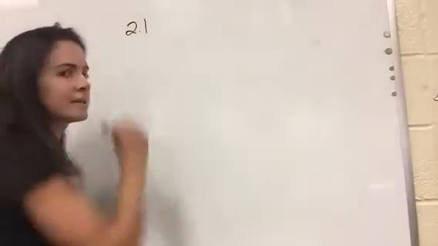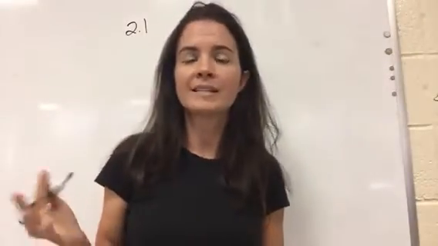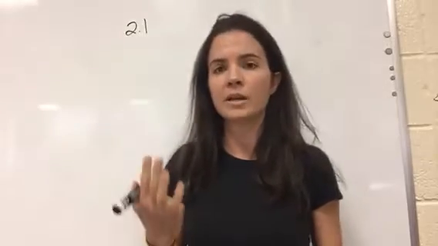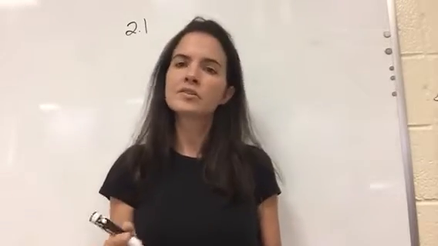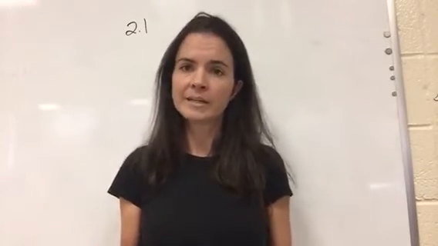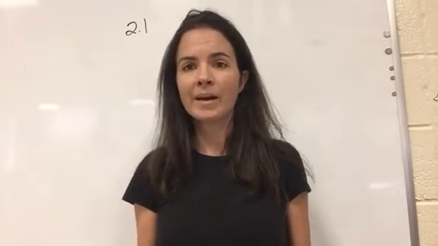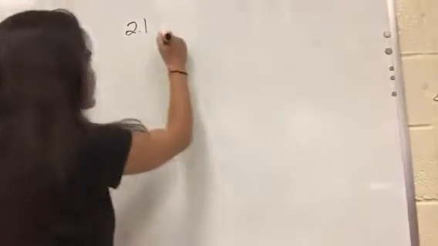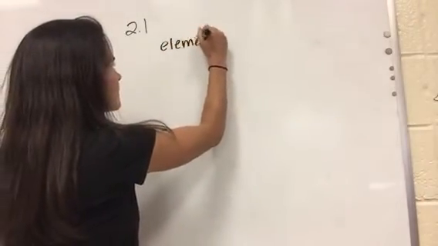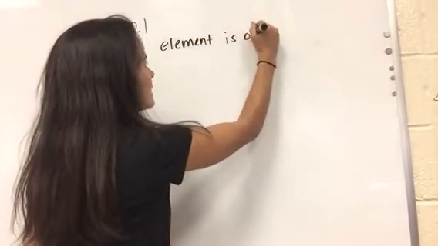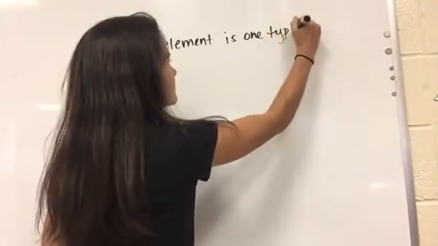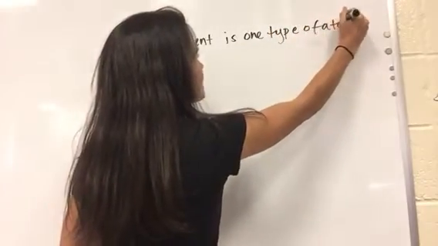Okay, so we're going to start with Standard 2.1. Standard 2.1 is the one that tests us on whether we know the difference between elements, compounds, heterogeneous mixtures, and homogeneous mixtures. So let's start with the difference between elements and compounds. So remember, an element is one type of atom. Okay, so one type of atom.